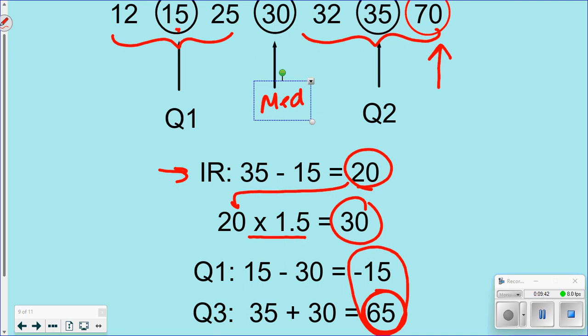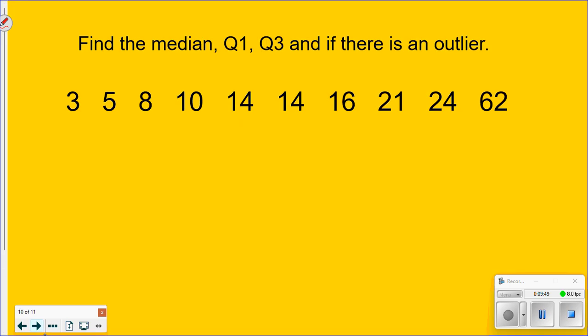And we're going to do another example of this together because I think this is probably kind of confusing. It just has a lot of steps to it. So, all right, here we go. Here's my set of data.